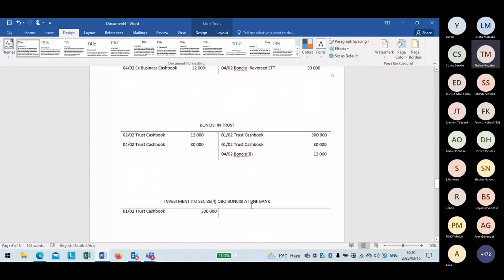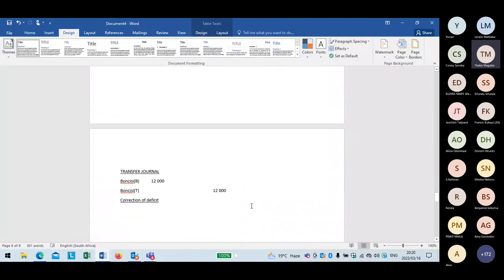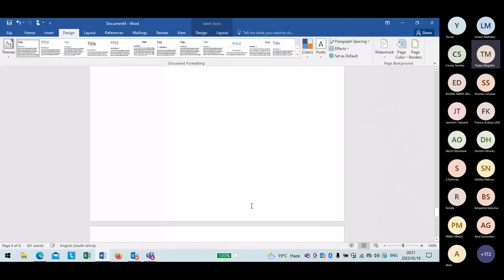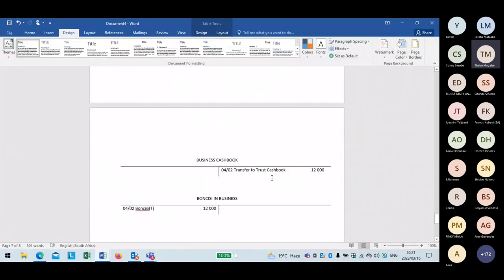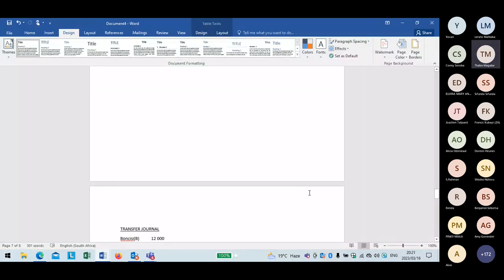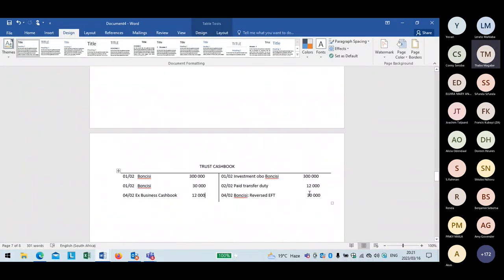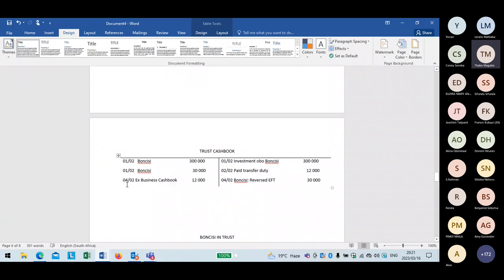And then from there, we did the actual movement of money from the business account to the trust account. We credited the business cash book on the 4th of February, and we narrated that it is a transfer to trust cash book, 12,000. We then came to the trust cash book on the same date, 4 February, and our narration is from business cash book, and the amount is 12,000.